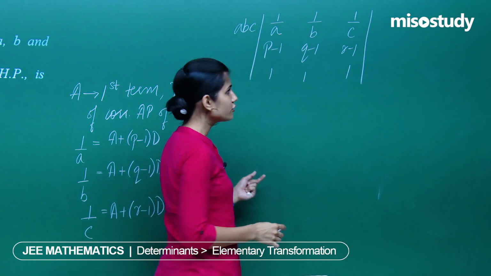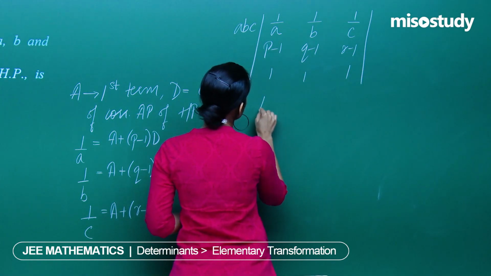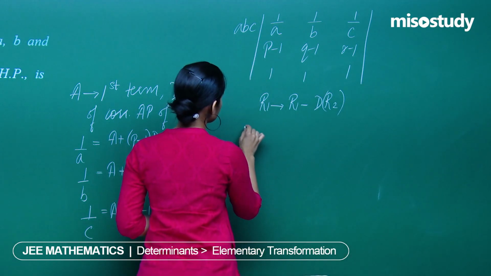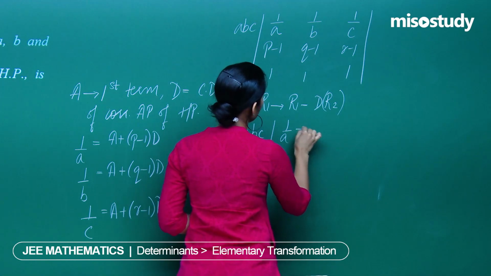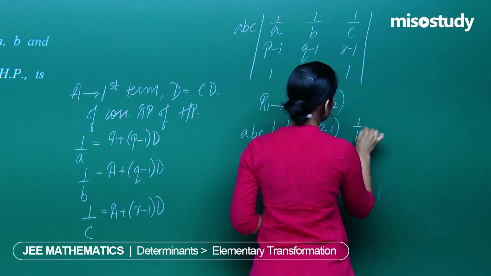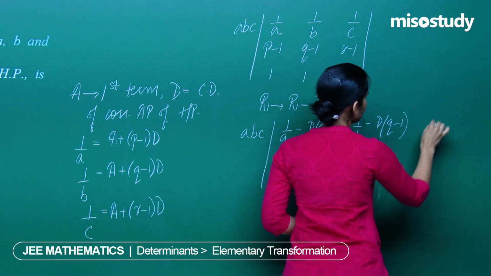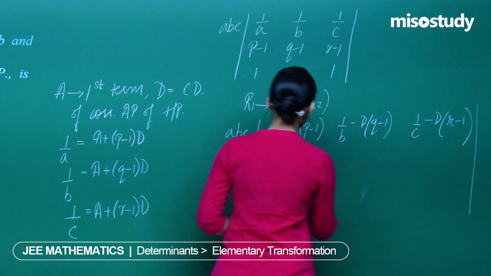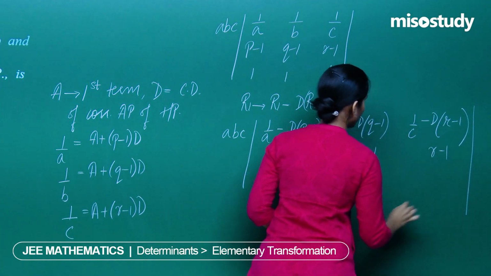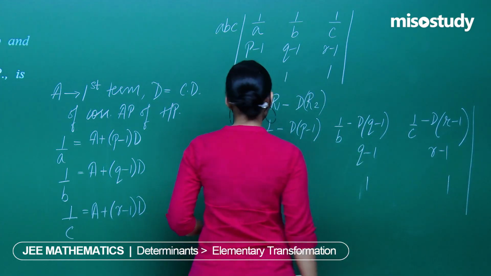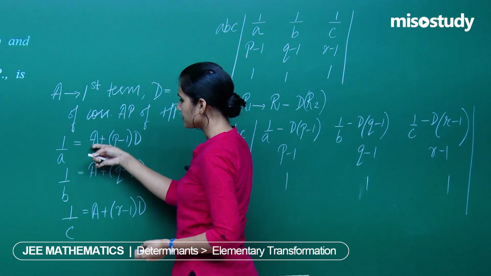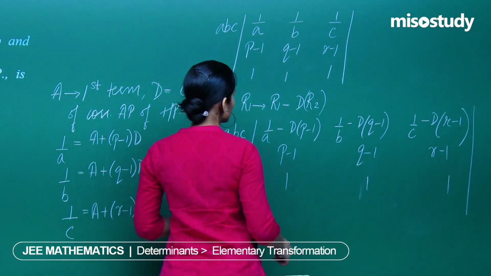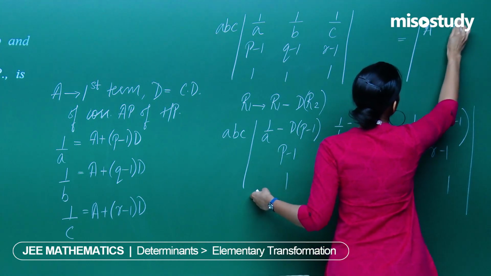After this, what I'm going to do is say that row 1 goes to row 1 minus d times row 2. So when you do that, you get 1 by a minus d times p minus 1, 1 by b minus d times q minus 1, 1 by c minus d times r minus 1. Here you have p minus 1, q minus 1, r minus 1, 1, 1, 1. What is this? See, 1 by a minus p minus 1 into d is capital A. 1 by b minus q minus 1 into d is again capital A. And 1 by c minus r minus 1 into d is again capital A. So your first row is completely replaced by capital A, capital A, capital A.